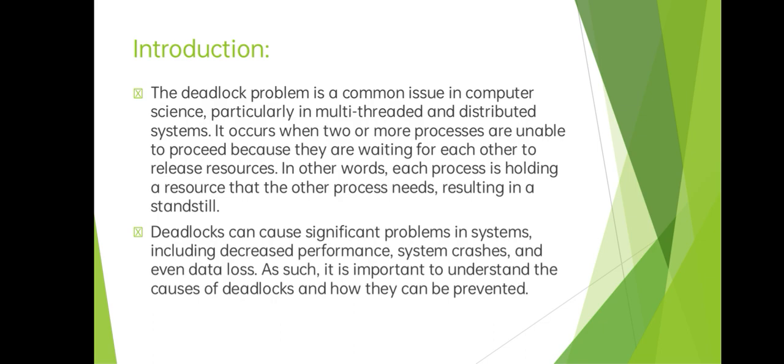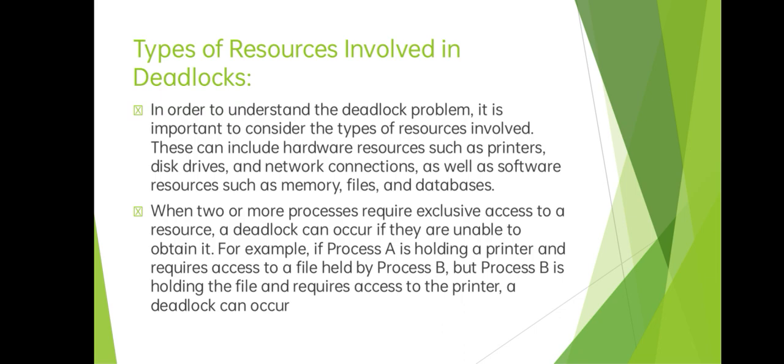As such, it is important to understand the causes of deadlocks and how they can be prevented. This is the common factor. We should know how deadlock occurs and how it can be prevented. Now, types of resources involved in deadlock. As I said before, process A and process B are waiting for the same resources. So let's see what the types of resources involved in deadlocks are.